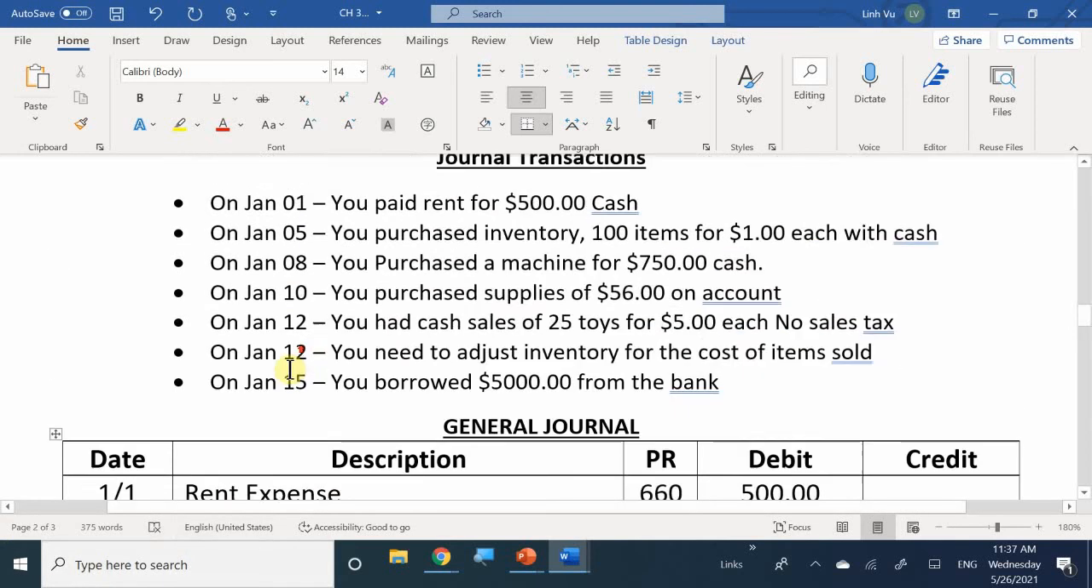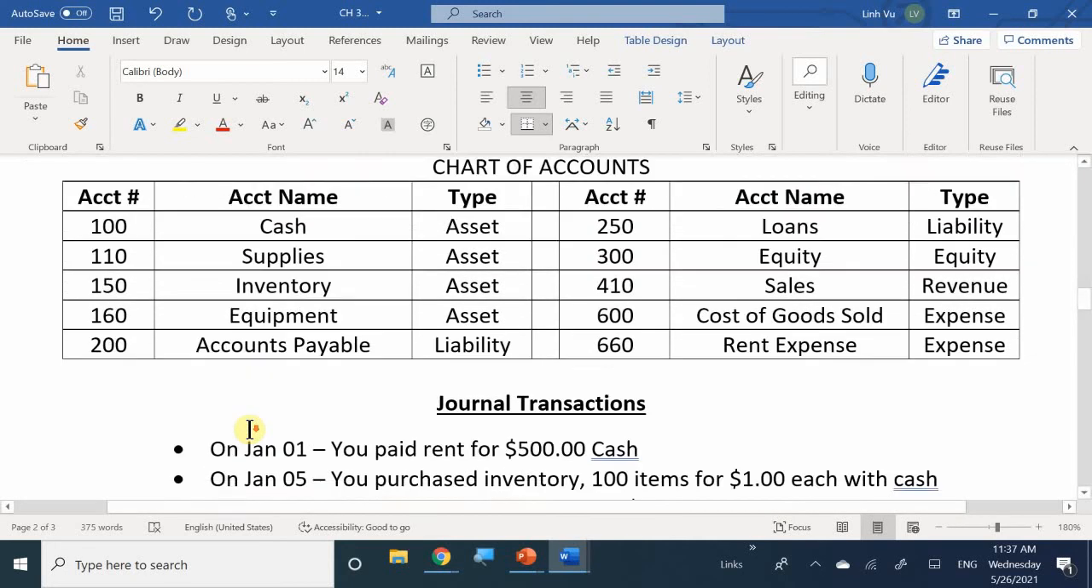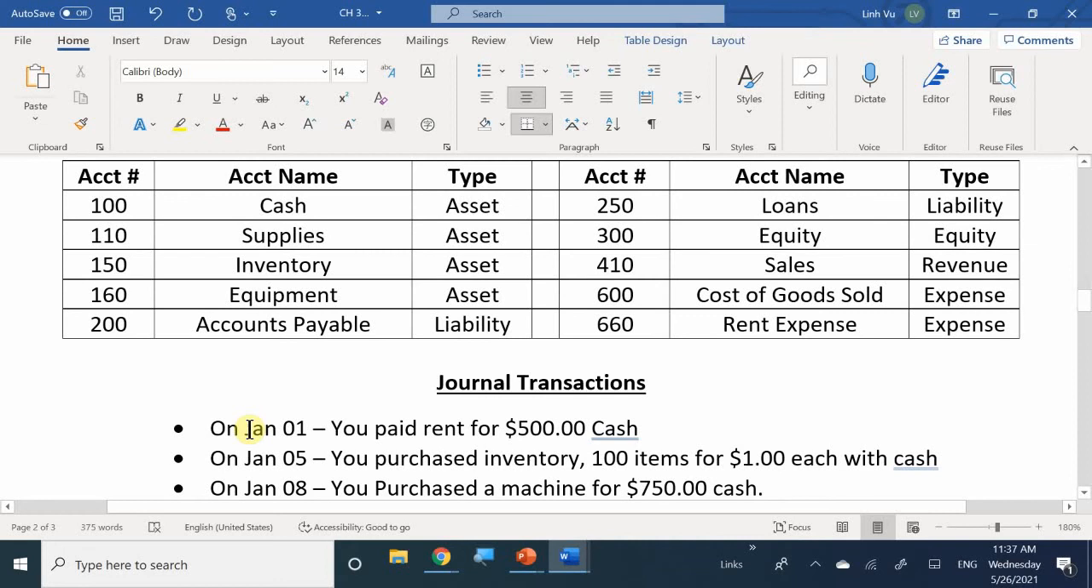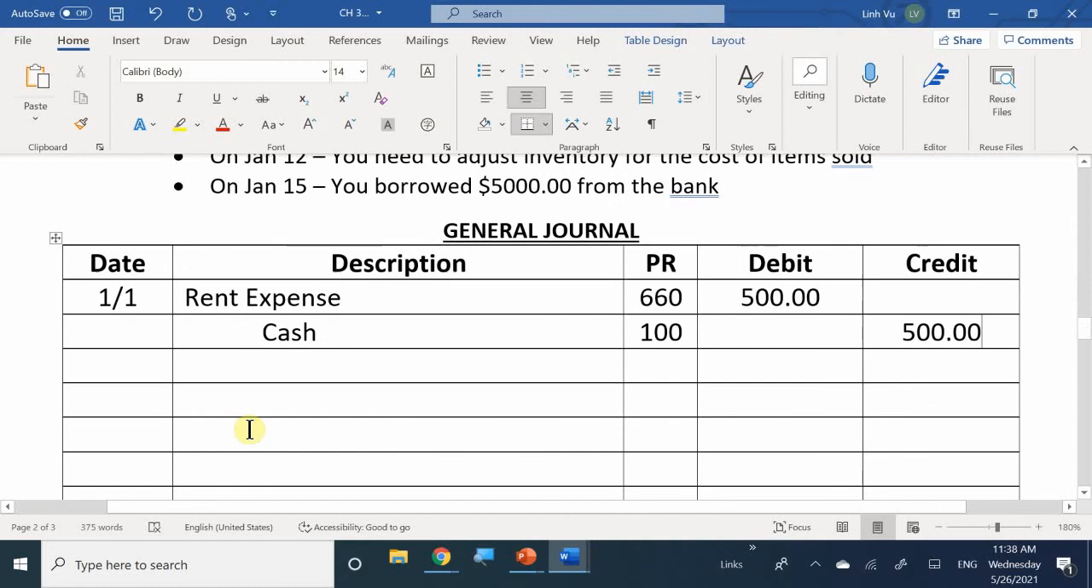Okay? Let's go ahead and do the second one, right? On January 5th, we purchased inventory, 100 items for $1 each with cash. So what accounts am I going to be using here? Cash and inventory. Cash, good. Cash and inventory. Perfect. Now, let's determine. Am I increasing inventory? Am I decreasing inventory? Increase. You're increasing it, right? Yes. Yeah, increasing.